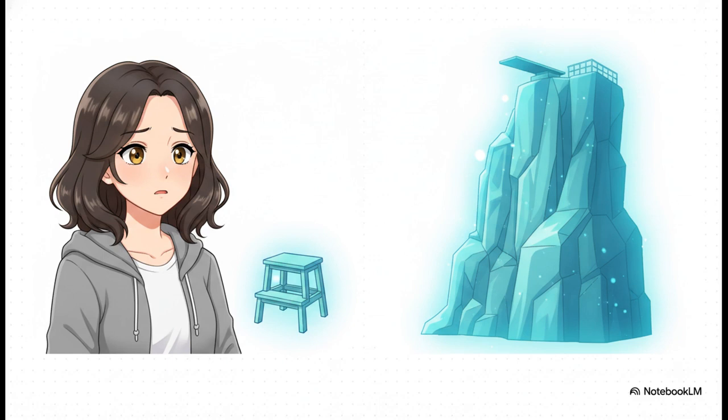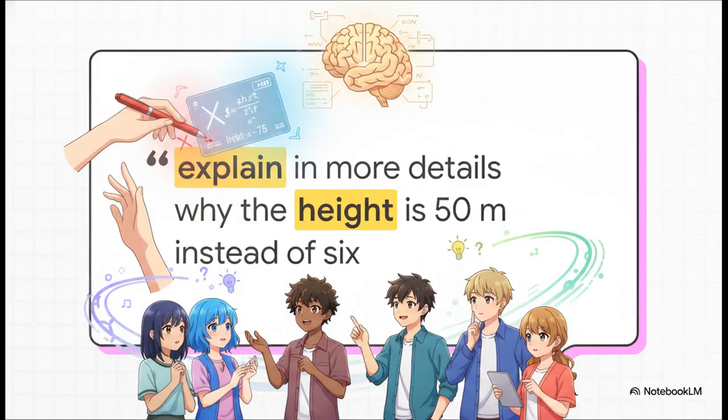So what's the deal? How on earth do we get from a tiny 6-meter hop to a 50-meter reality? Where exactly did the math go so wrong? Think about it. If we just hand a student a red pen and say, hey, you're wrong, the answer is 50, well, they haven't learned a single thing, right?